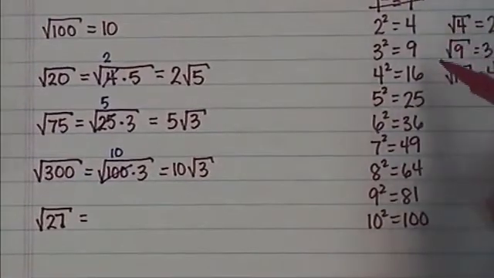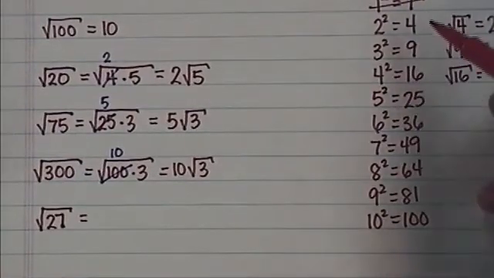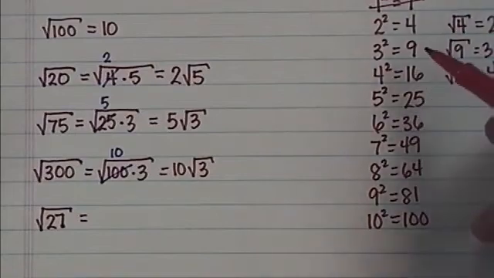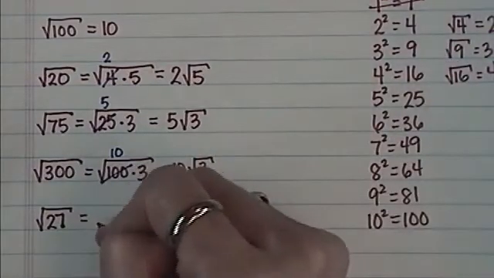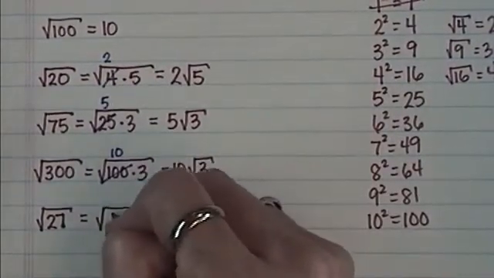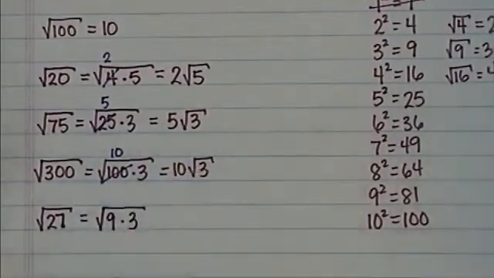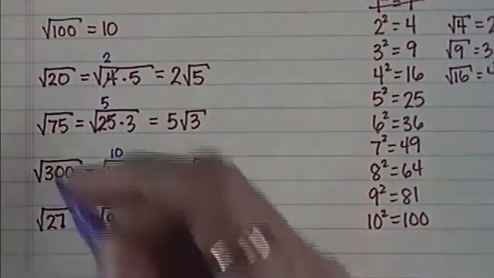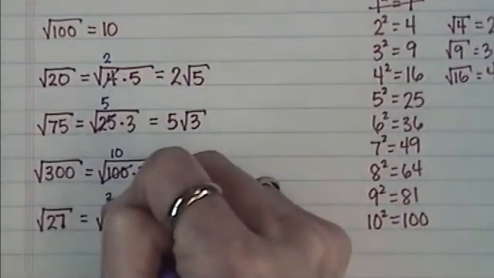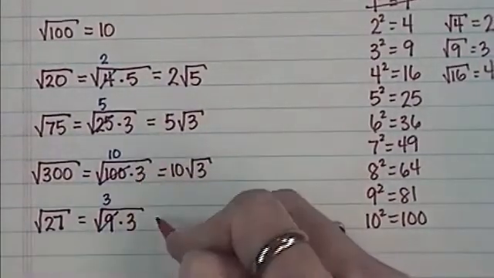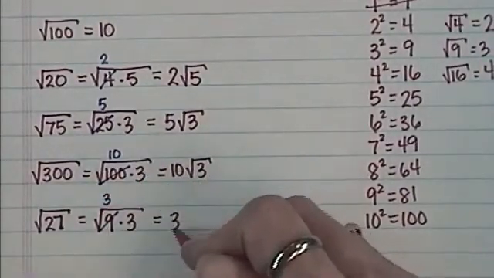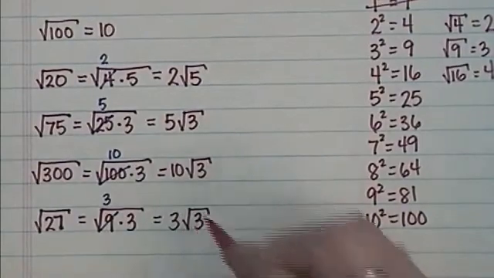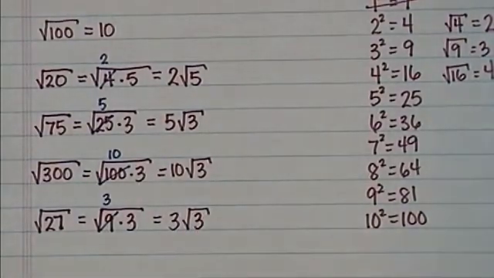Find a number in this list that when multiplied by something else will give you 27. That would be 9 right there. So we're going to do the square root of 9 times 3. 9 is the perfect square. The square root of 9 is 3. And we rewrite it as outside, inside: 3 radical 3.